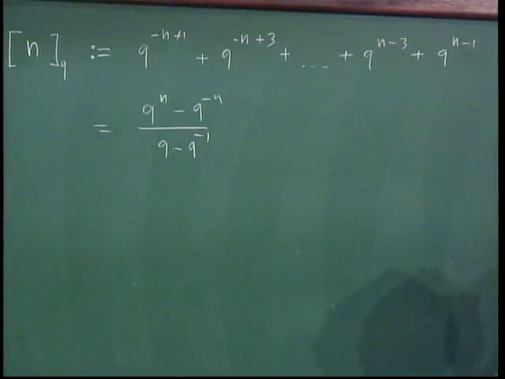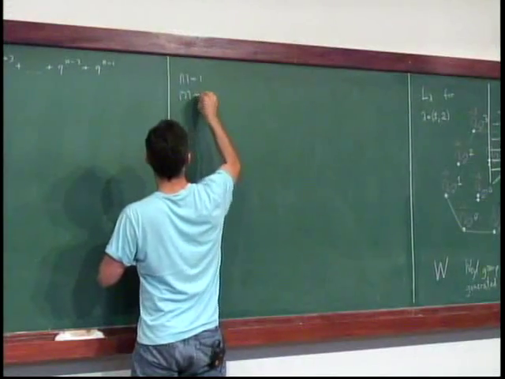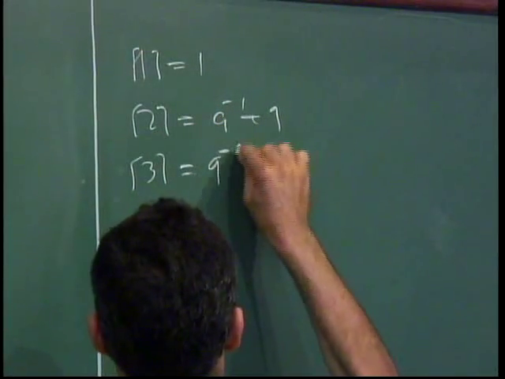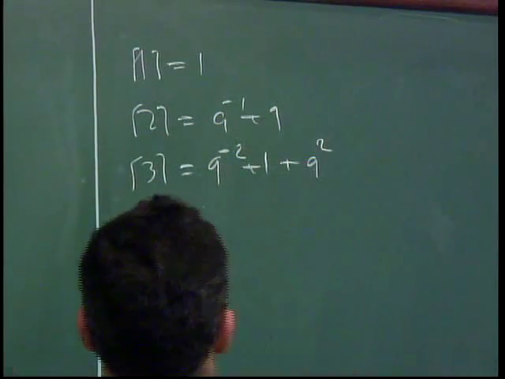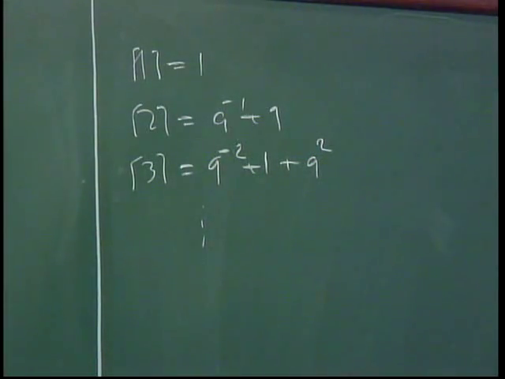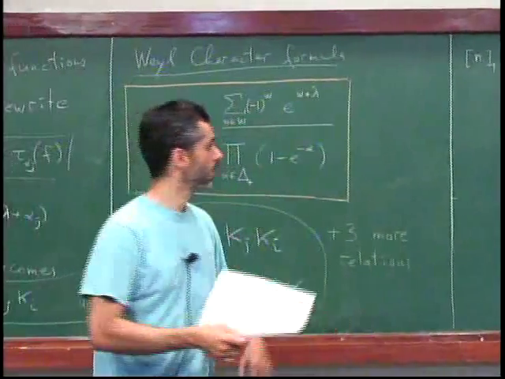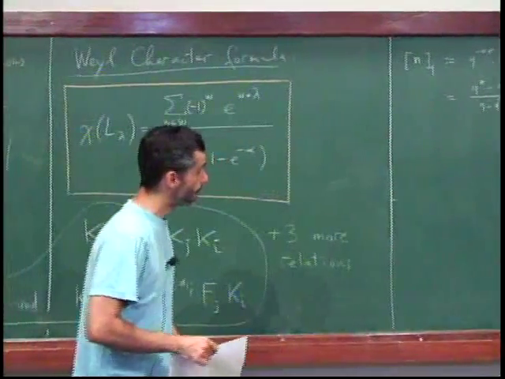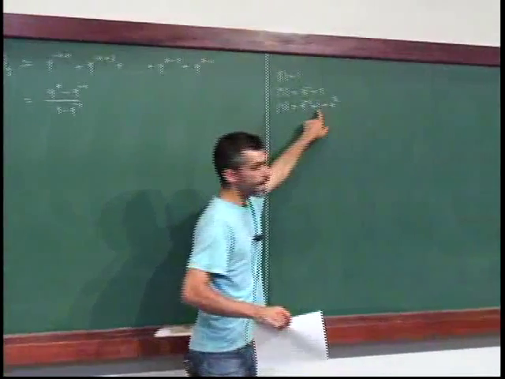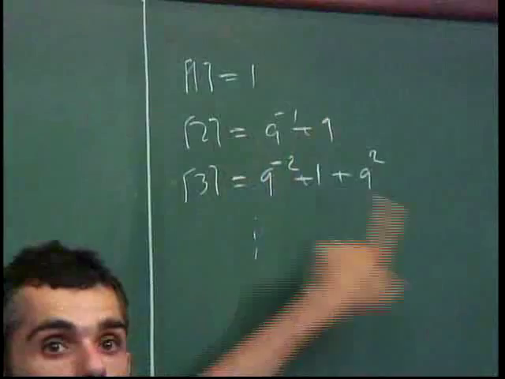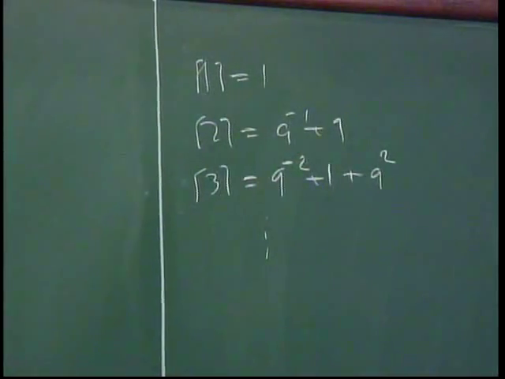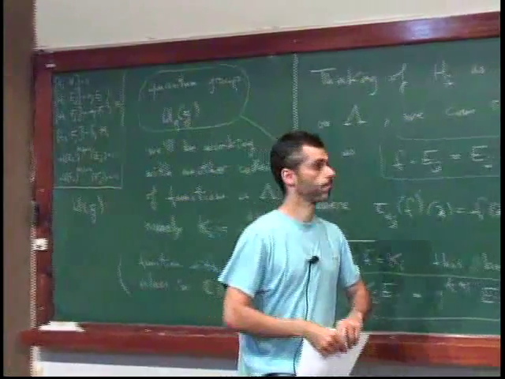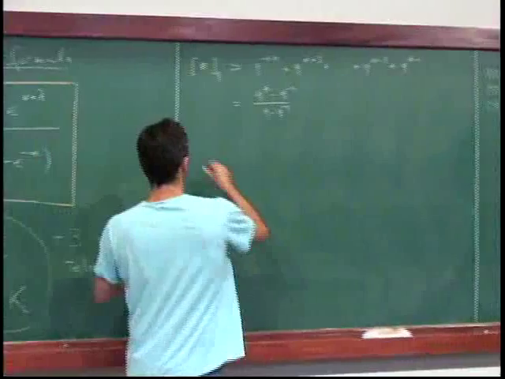So 1 is just 1, 2 is q inverse plus q, 3 is q to the minus 2 plus 1 plus q squared, and so on. These are so-called q analogues of, well, in this case, numbers. I'm going to have q analogues of binomial coefficients very soon. If you set q equal to 1, you recover the usual notion. And that's what we want. We want a thing such that if we set q equal to 1, we'll recover this guy.